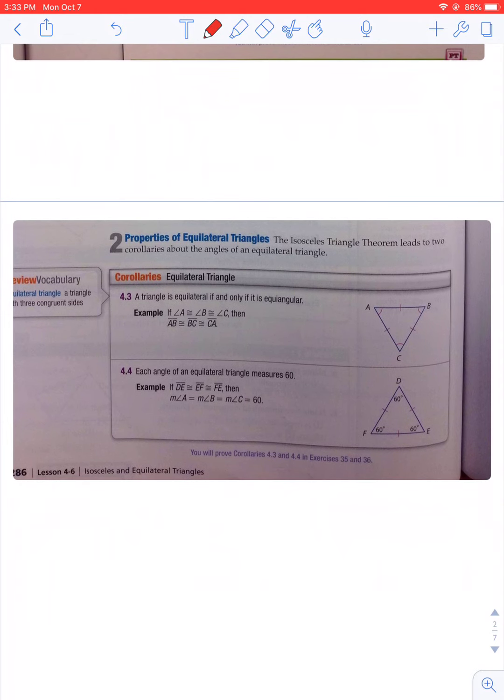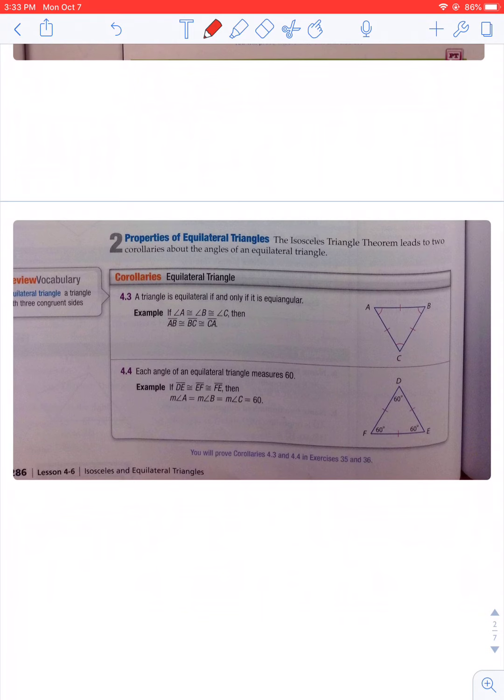Then also we've got some theorems about equilateral triangles. Equilateral triangles are triangles that have 3 congruent sides. So here's something to think about. All equilateral triangles are isosceles triangles, but not all isosceles triangles are equilateral triangles. So think about that in your head. All equilateral triangles are isosceles triangles, but not all isosceles triangles are equilateral triangles.